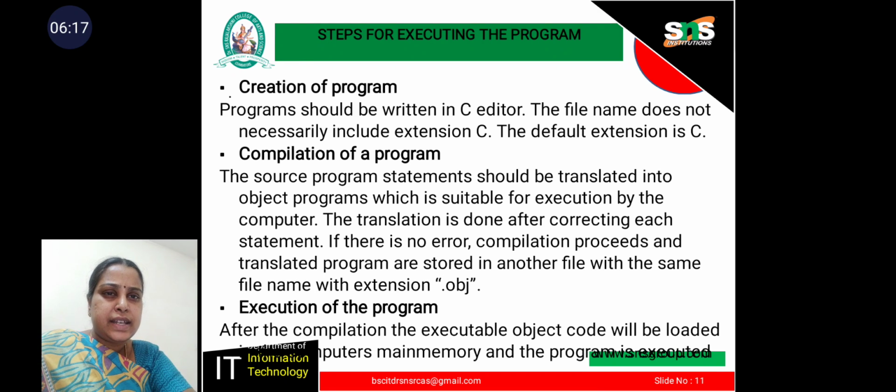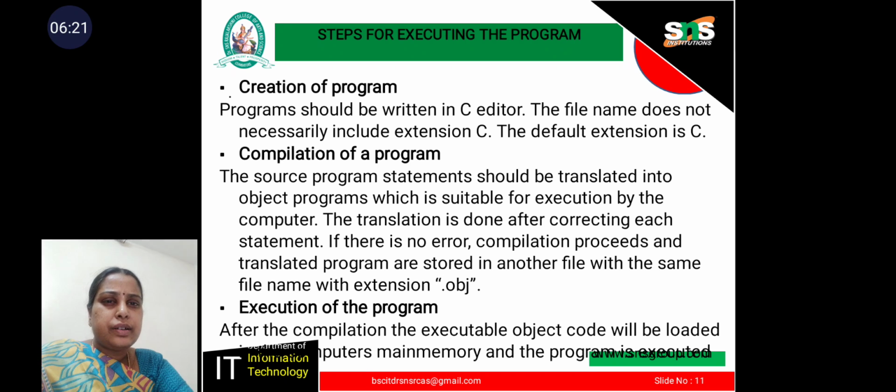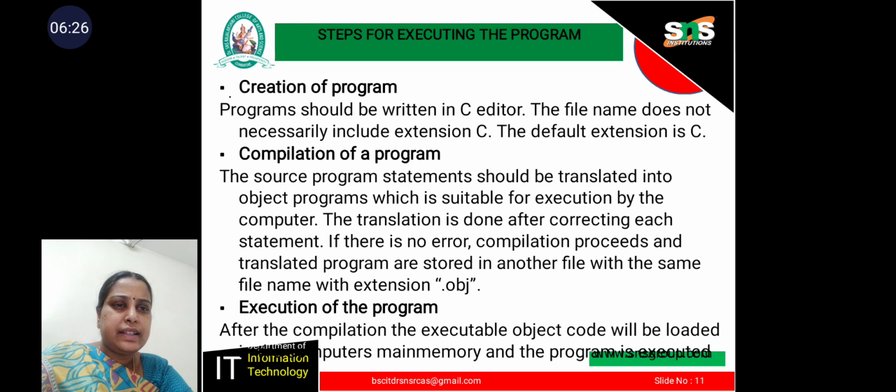The next content is steps for executing the program. Creation of program. The program should be written in a C editor. The file name does not necessarily include the extension of C. The default extension is C.